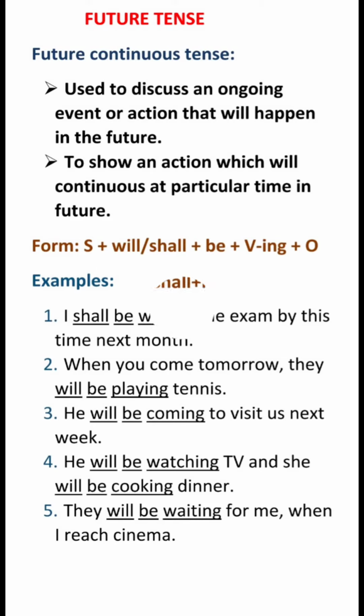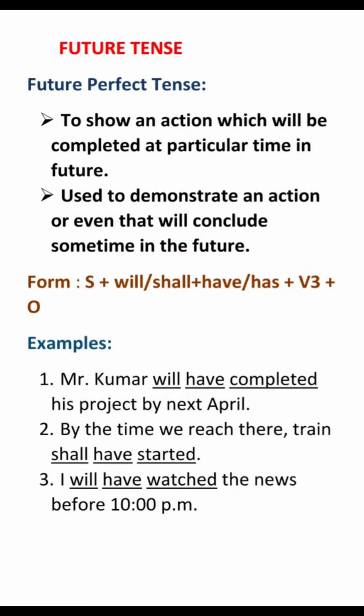Next we'll see future perfect tense. To show an action which will be completed at particular time in future. Used to demonstrate an action or event that will continue sometime in the future. It forms: subject plus will or shall plus have plus verb third form plus object.